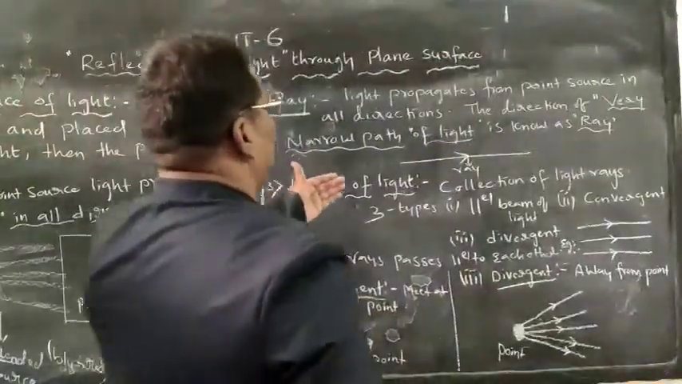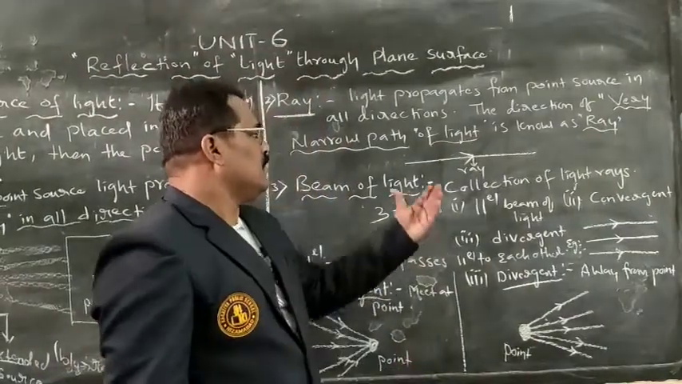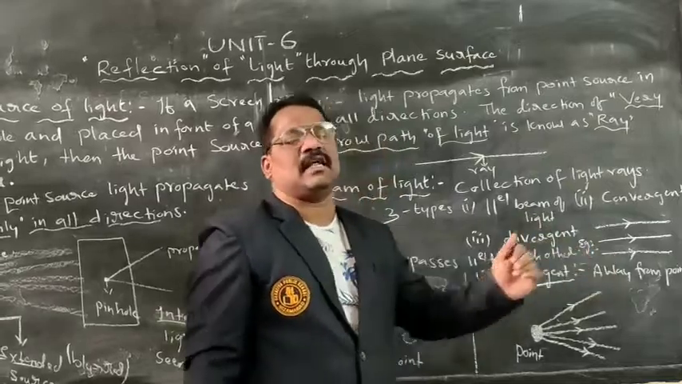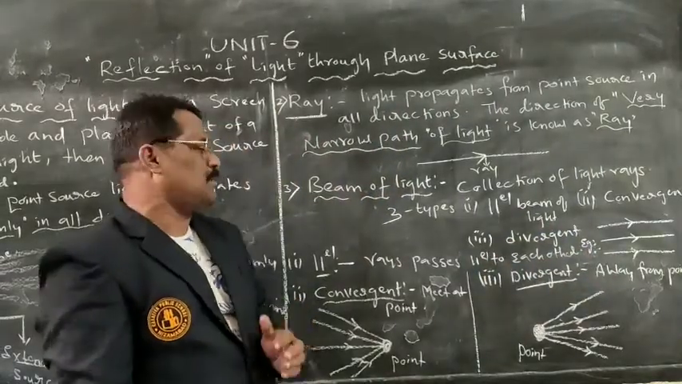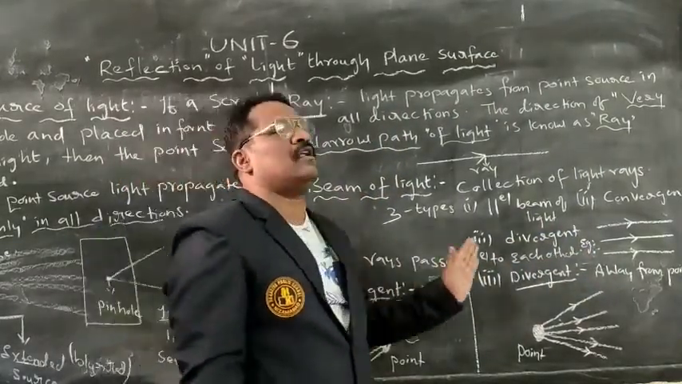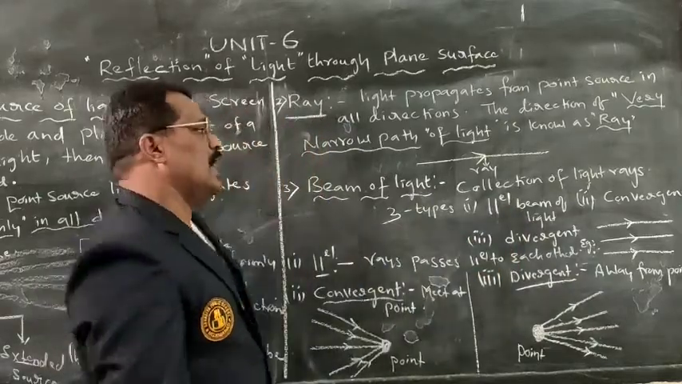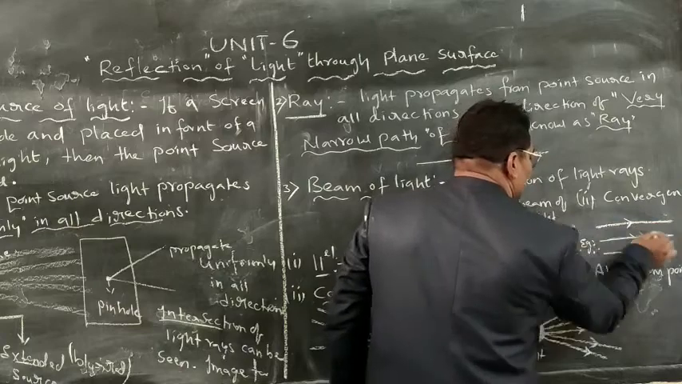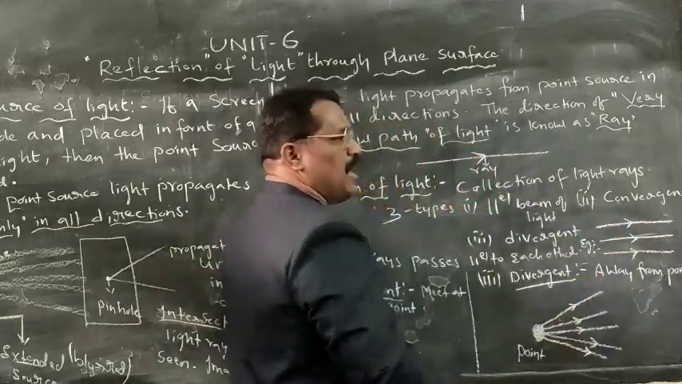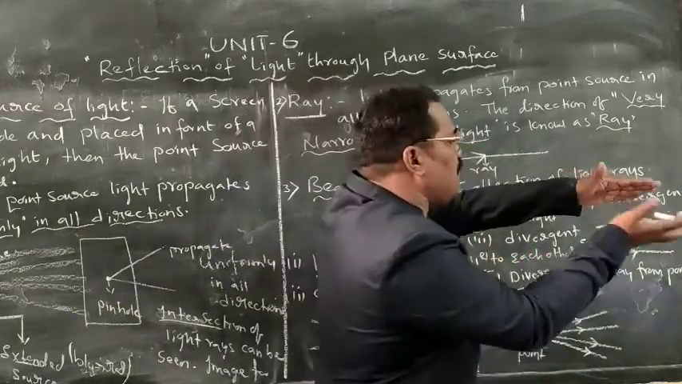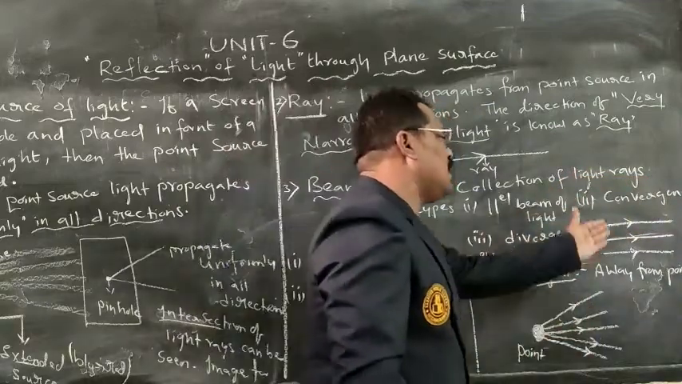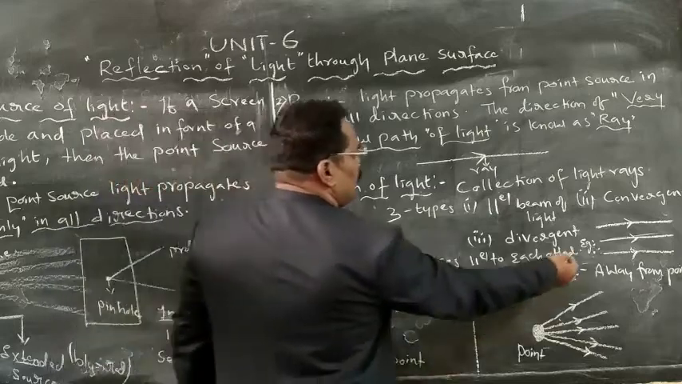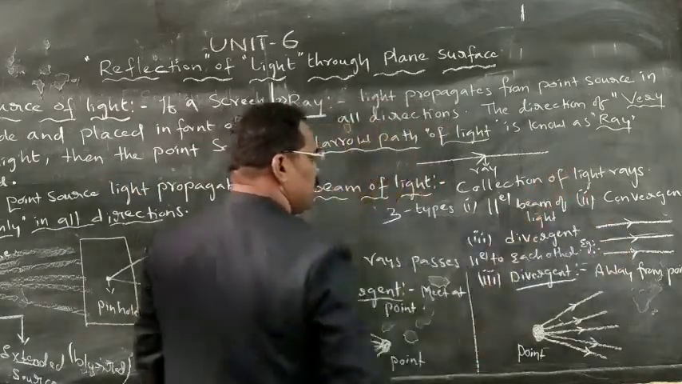Within this particular beam of light, the parallel beam, the convergent beam as well as the divergent beam can exist. What is called a parallel beam of light? When the light rays are propagating parallel to each other, they are not intersecting at any one point. As the light rays propagate parallelly, we call them a parallel beam of light. The best example diagram is this one, we can keep it.